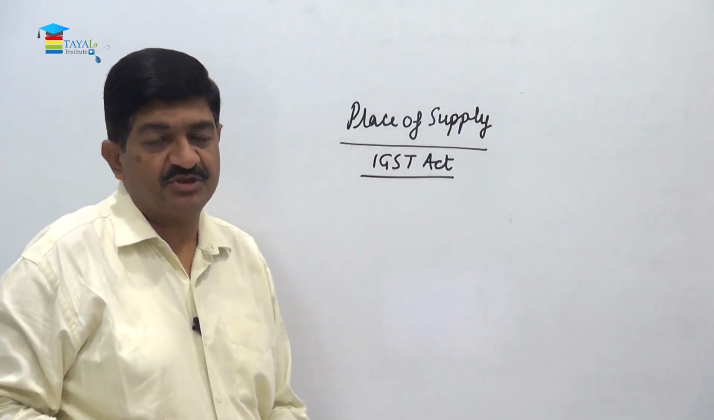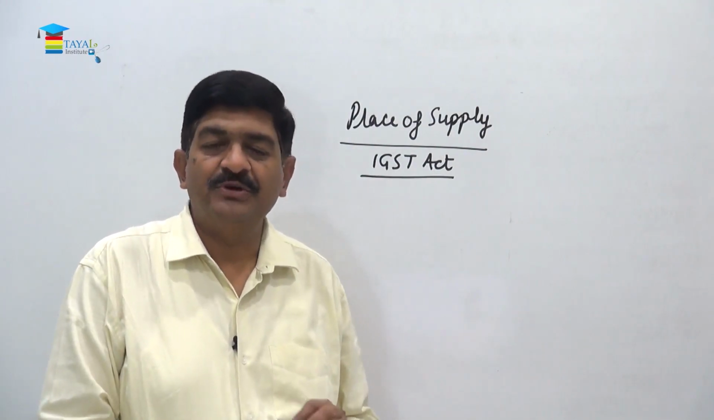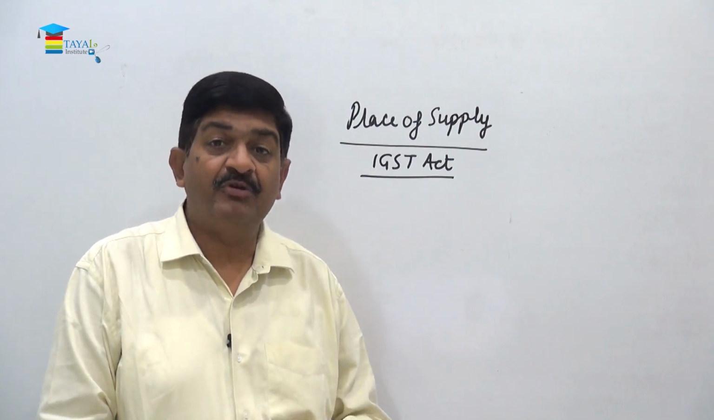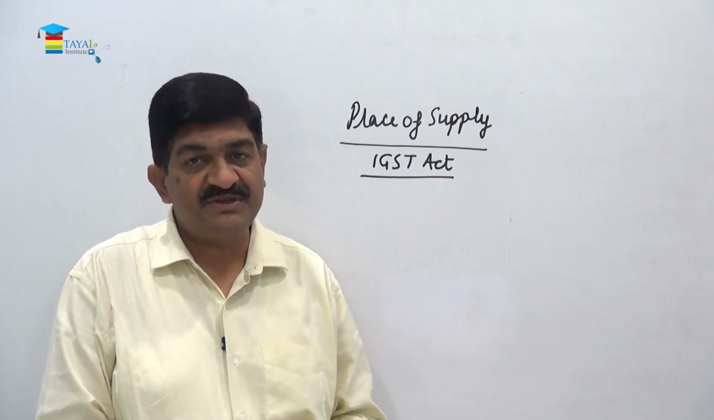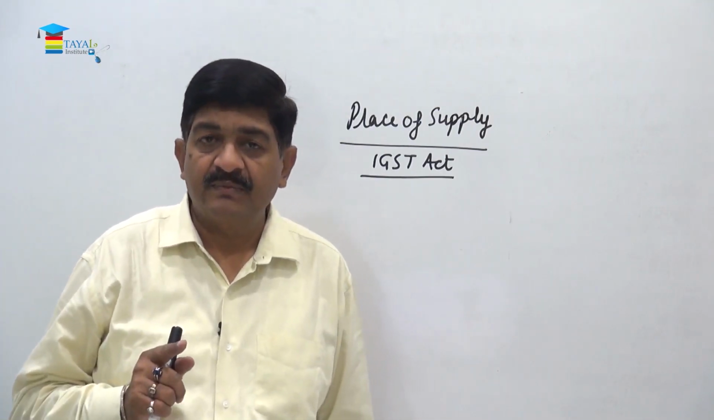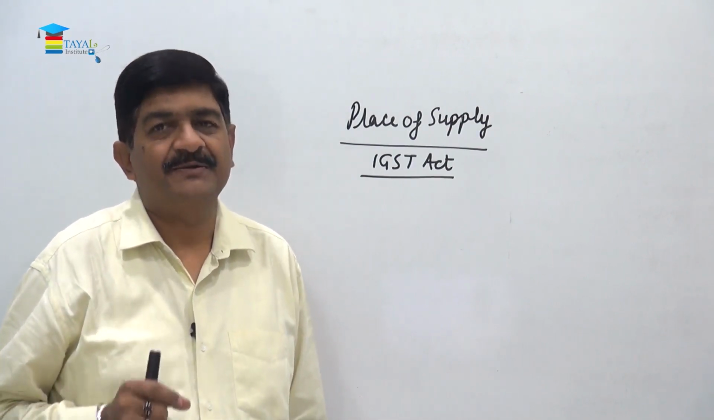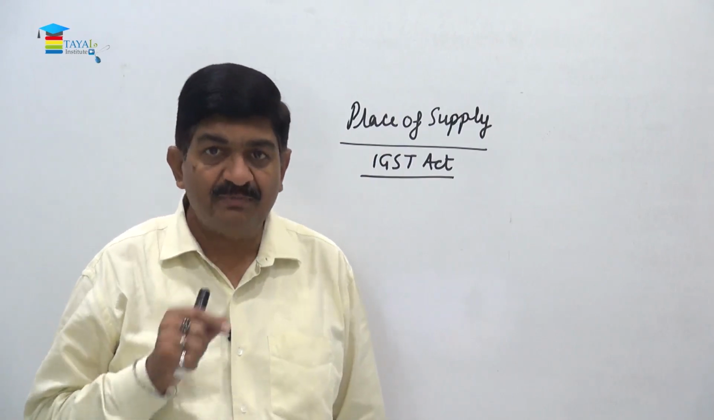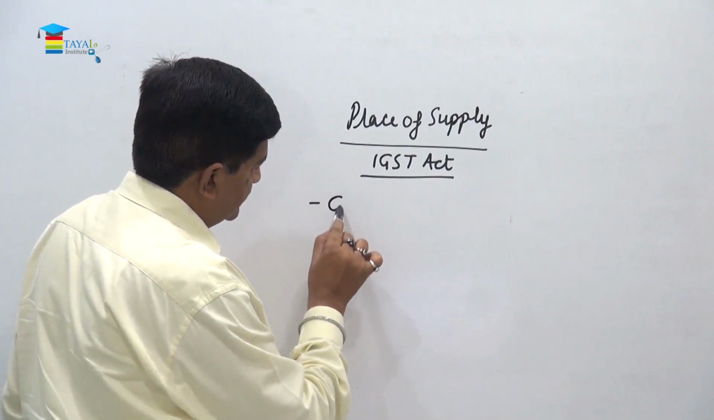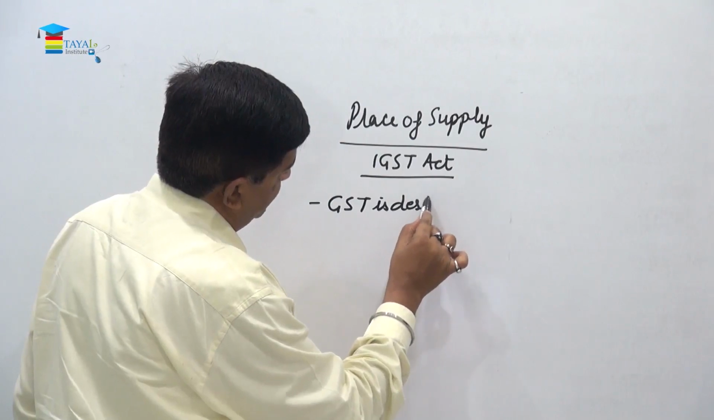IGST Act as such is a small act. Only 26 sections are there in total, but very relevant for certain points. And in the majority of cases we talk about the CGST Act. Now the first question is, why decide the place of supply? Reason being, GST is a destination based tax.